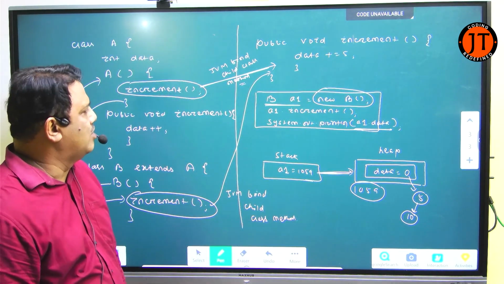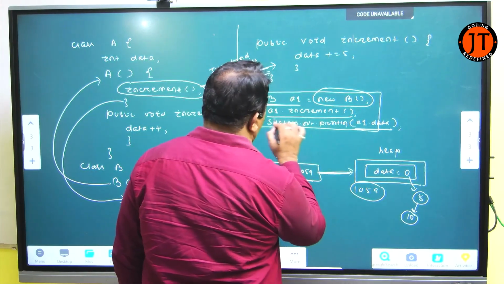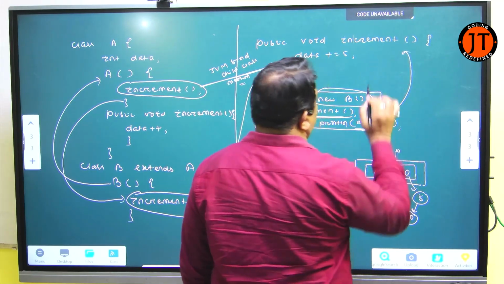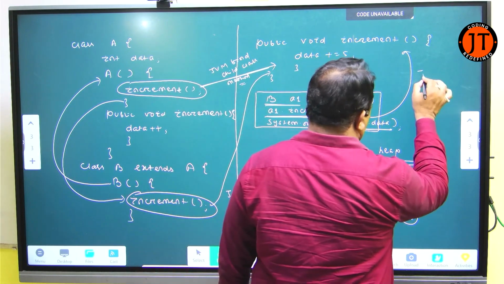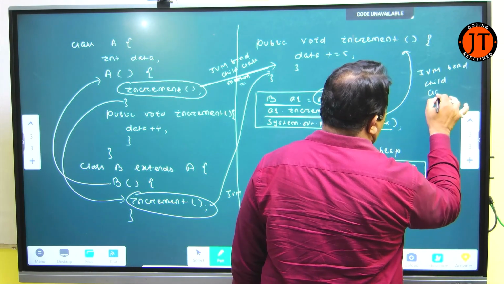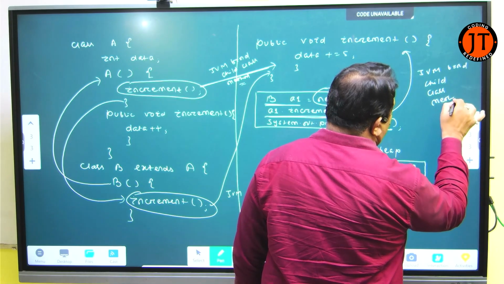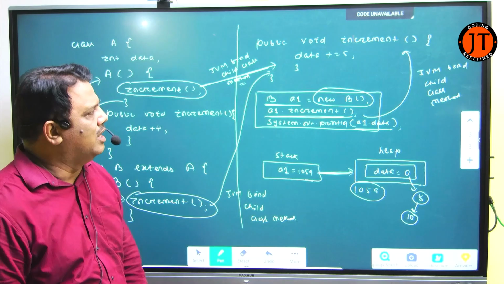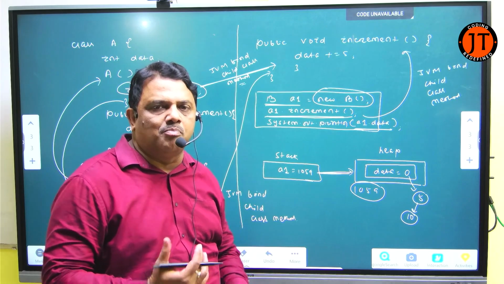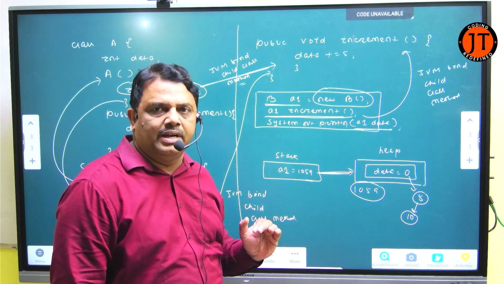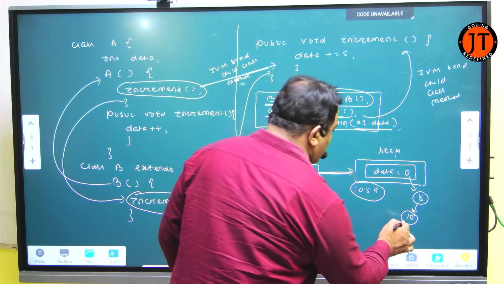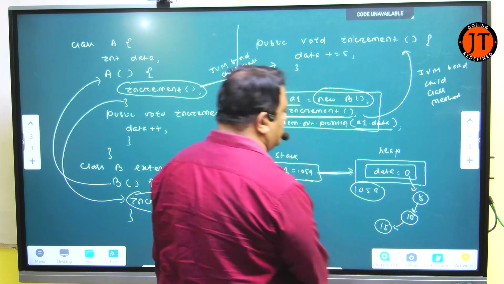After that, when it writes A1 dot increment, A1 points to the child class object. That means it calls the child class increment method, because here also the JVM binds the child class method. You know that this concept in Java is called late binding. Here, who binds the method? Is it the compiler or the JVM? The JVM binds it. So is it called early binding or late binding? Late. Then after that, 10 plus 5 is 15.